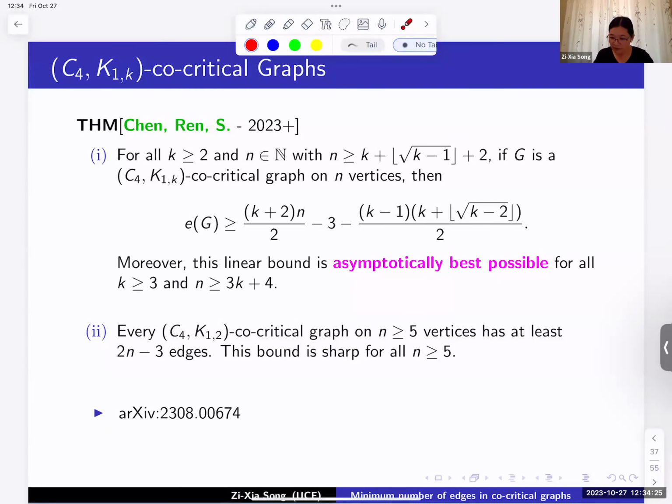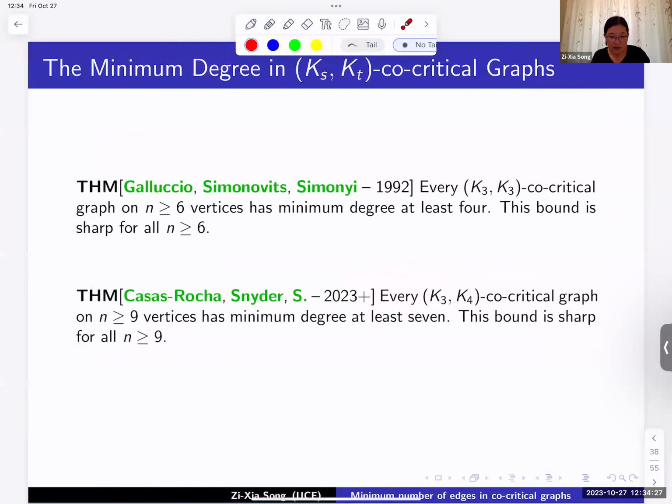Now, you can do the same. So in the same paper, they proved that every K3 co-critical graph has a minimum degree at least 4. And from the construction I showed you, this result is best possible for any n at least 6.